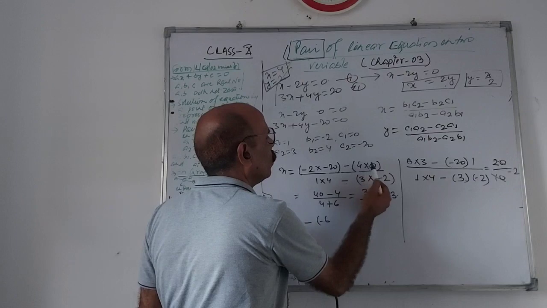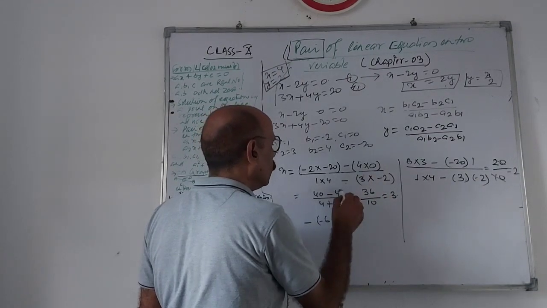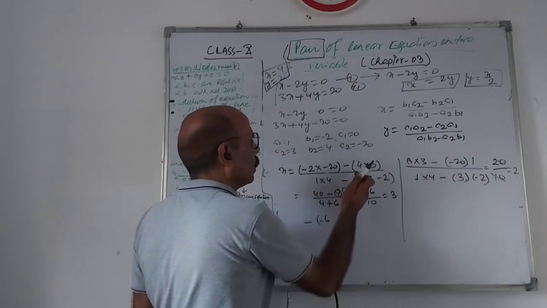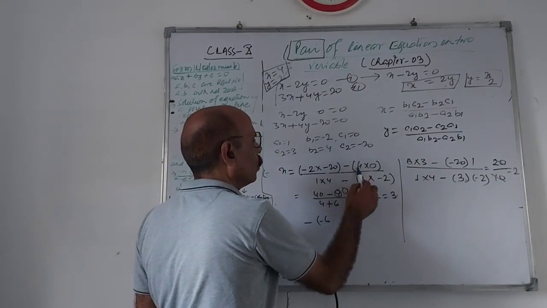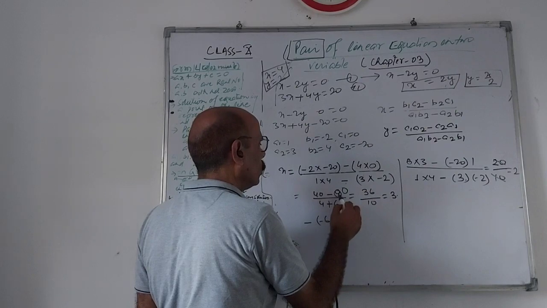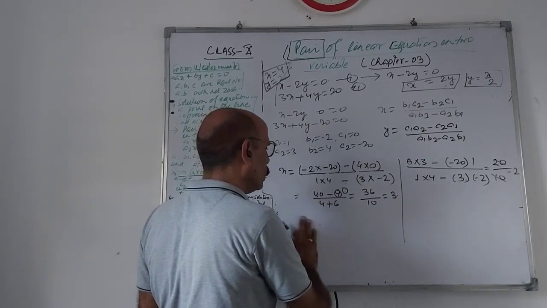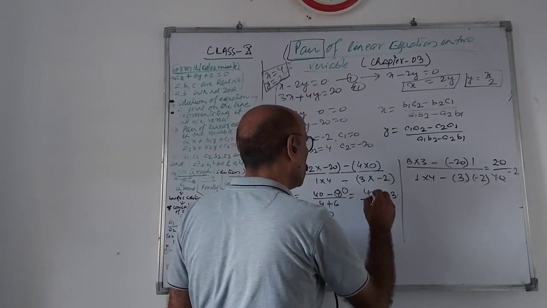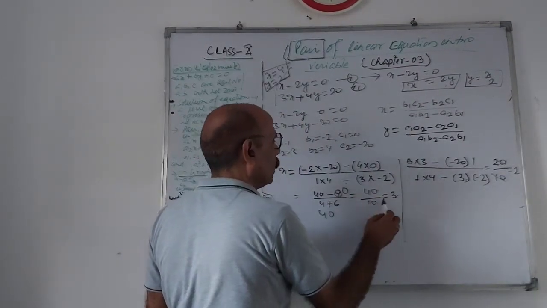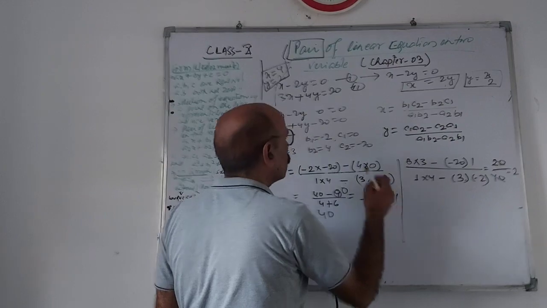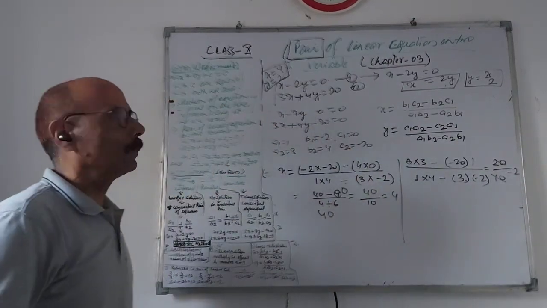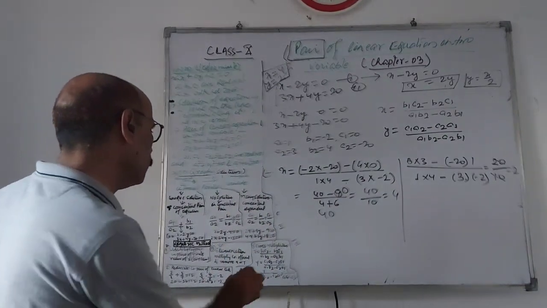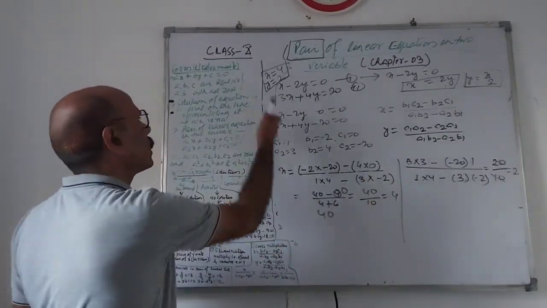Here 4 into 0 will come 0, not 4. Okay. Now we have made a mistake here. 4 into 0 is 0. So 40 minus 0 is equal to 40. This will be 40, divided by 10. So this is 4. The same answer came. Okay. So now all these three methods we have done, and the same answer is coming.